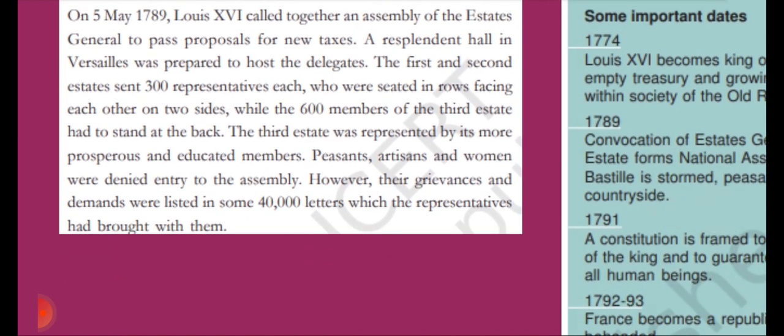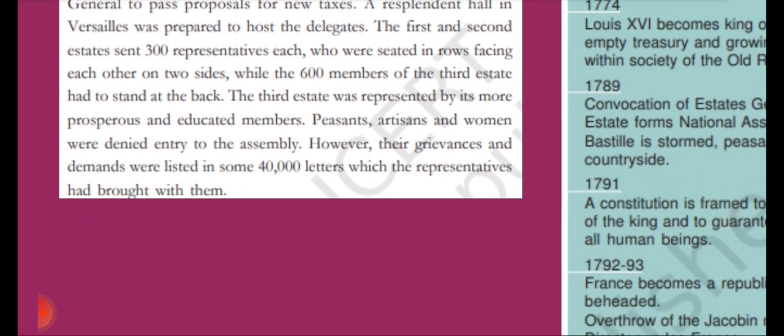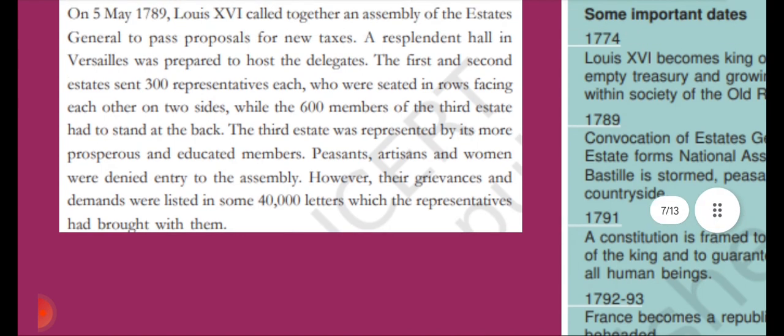On 5th May 1789, Louis XVI called together an assembly of the Estates General to pass proposals for new taxes. A resplendent hall in Versailles was prepared to host the delegates. The first and second estates sent 300 representatives each, who were seated in rows facing each other on two sides, while the 600 members of the third estate had to stand at the back. The third estate was represented by its more prosperous and educated members. Peasants, artisans, and women were denied entry to the assembly. However, their grievances and demands were listed in some 40,000 letters which the representatives brought with them.